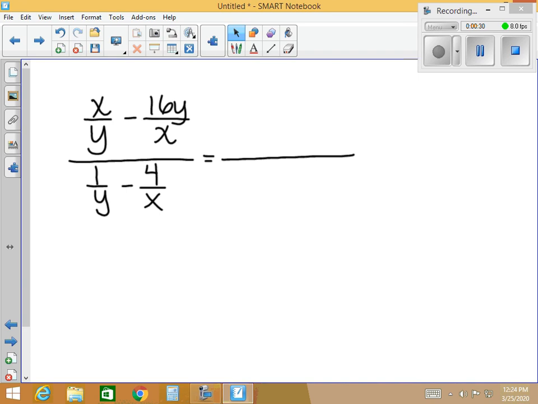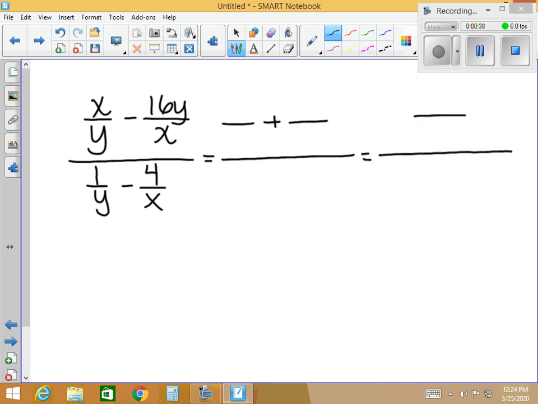Again, we can ignore the bottom piece for right now. We're just going to worry about the top and see what happens when we find a common denominator and put those pieces together. Our two denominators here are y and x, and because neither of them factor, the best I can do is just multiply them together and call them xy.